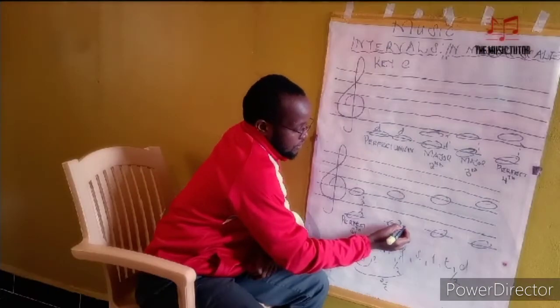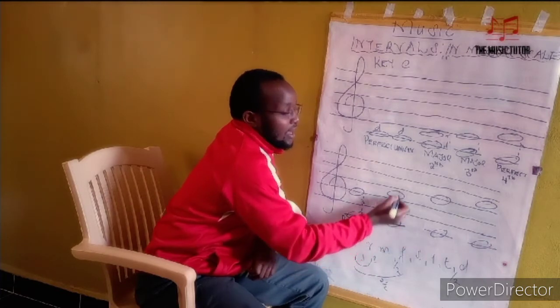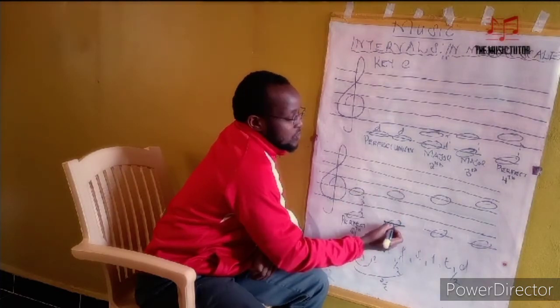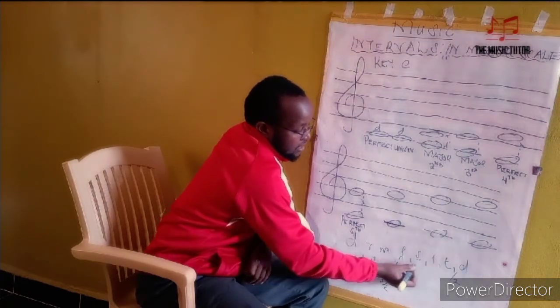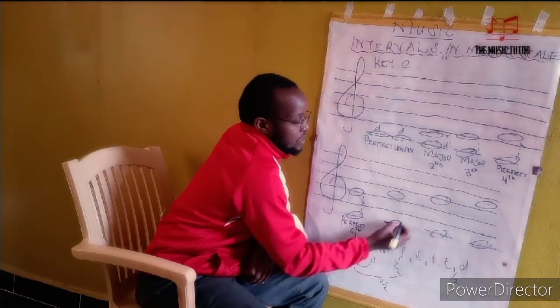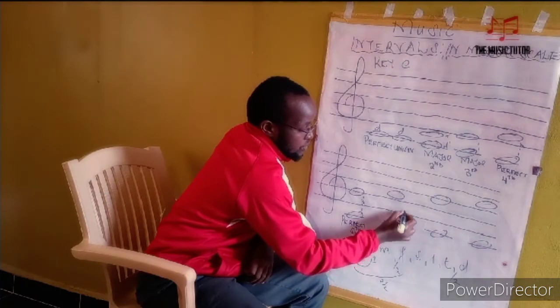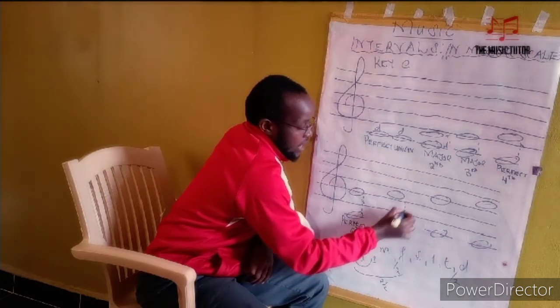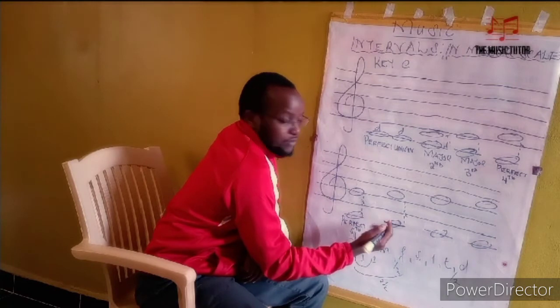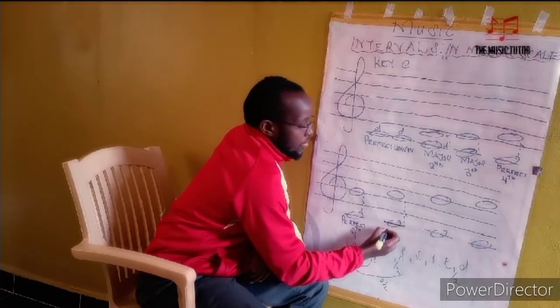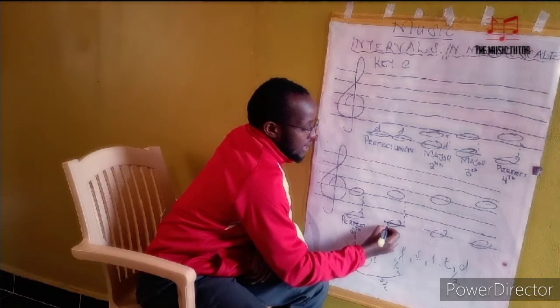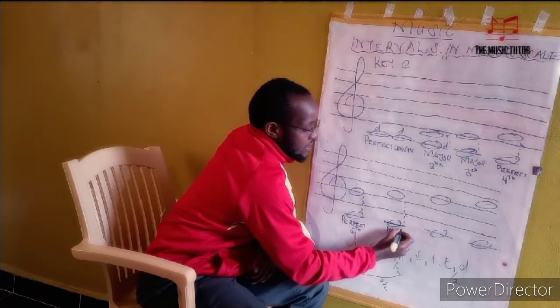Let's go to do, la. The difference between do and la is 4.5. So it is 1, 2, half, 1, 1. So any difference of 4.5 tones, we usually call a major sixth.